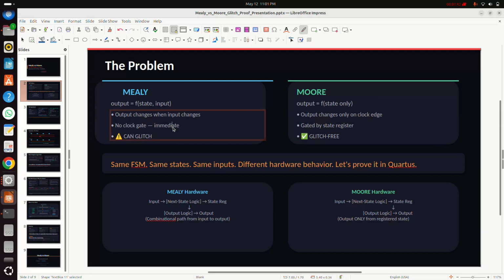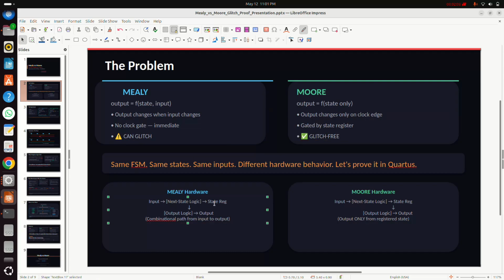In the Mealy machine there is no clock gate, no immediate clock gate. That is the reason glitches occur in the Mealy machine, and the Moore machine is gated by the state register, not the clock. So gated by state register, it is glitch free.